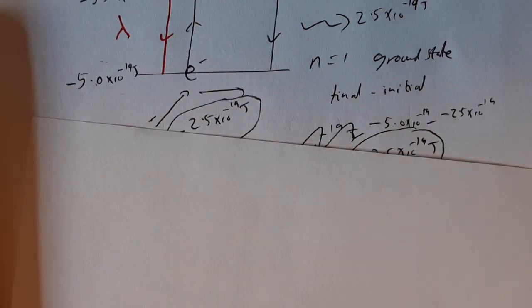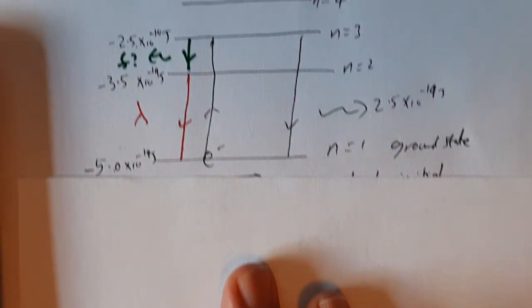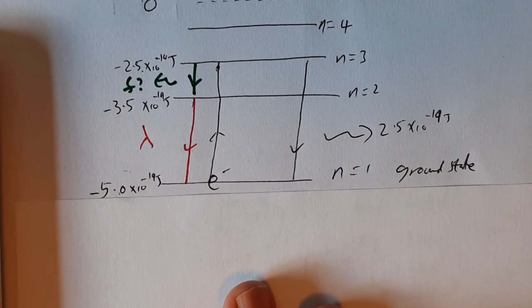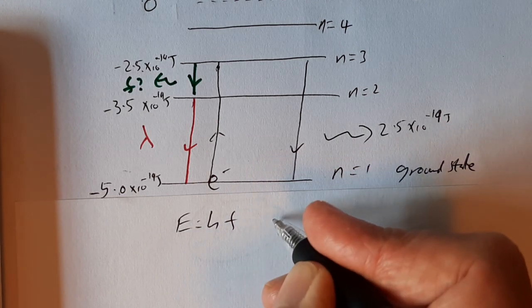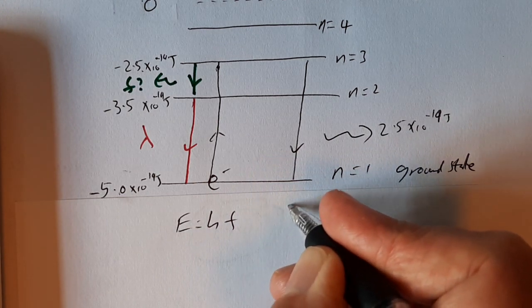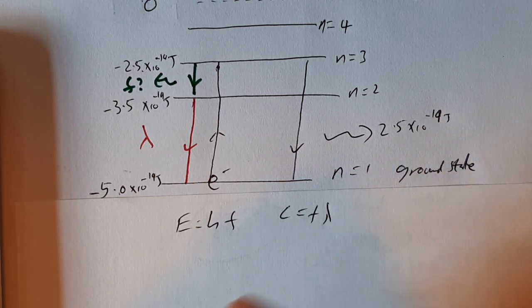What about the other question? Well, you could start with what we've just done and do E equals hf. And then you could do c equals f lambda to convert a frequency into a wavelength.